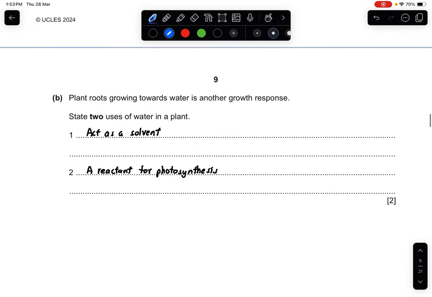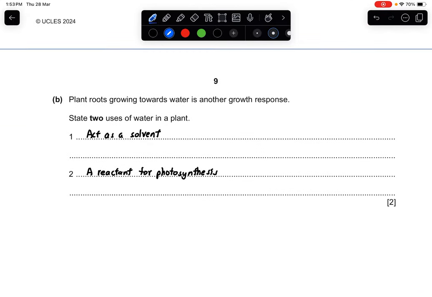Okay. So B, plant roots growing towards water is another growth response. State 2 uses of water in plants. So another general answer that I mentioned in my previous video is that when you see plant, the first point to guarantee a mark is that it acts as a solvent. Second, it helps to retain the turgidity for supporting the tissues, acting as a transport medium, because you know osmosis will occur. And you can also say it's a reactant in photosynthesis, because it needs water in order to produce glucose and oxygen. So these are the answers that you can give. Link back to question one: plant roots, towards water. Water is the keyword that they need, okay?